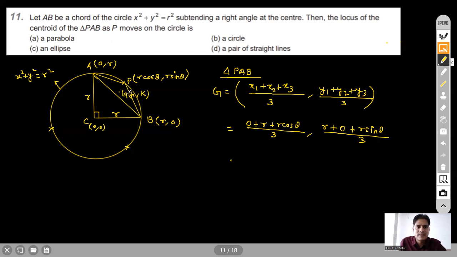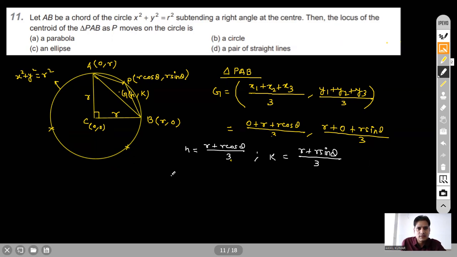Okay. Now we have considered the coordinates of point G as (h, k). For finding a locus, what we do? We assume the coordinates of that point, and we try to build the relation between h and k using the given condition, right? And then finally, after finding the relation, we replace h and k by x and y. So here we can see, this h is equal to (r plus r cos theta) upon 3, and this k is equal to (r plus r sin theta) upon 3.